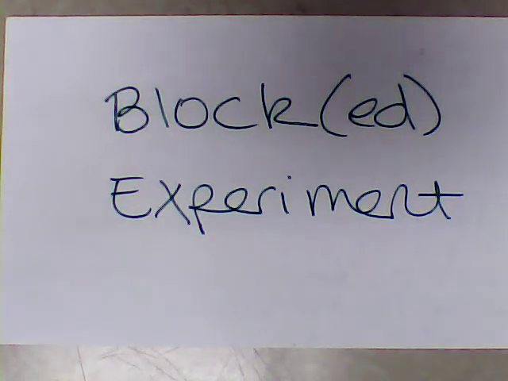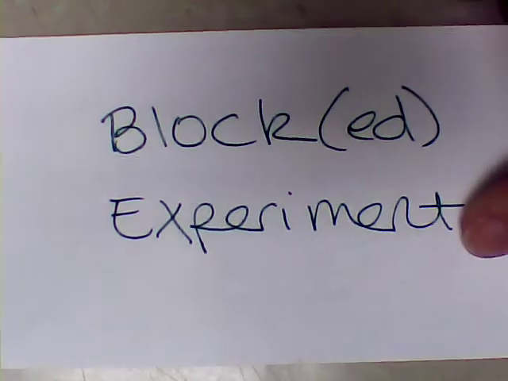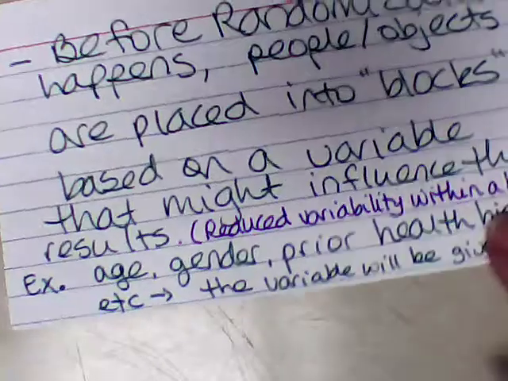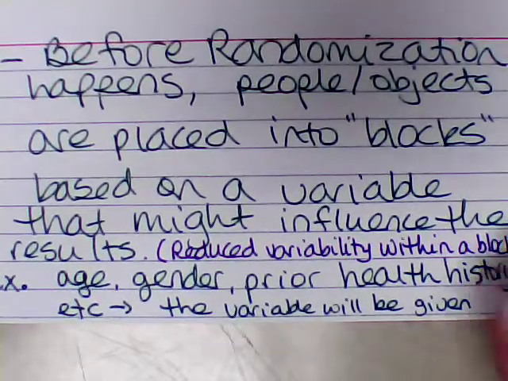All right, chapter 13, our third video is going to talk about ways to make experiments a little fancier rather than using a completely randomized experiment. Another option is to do a block experiment, or blocked experiment. Blocks are very similar to strata from the stratified sampling technique.